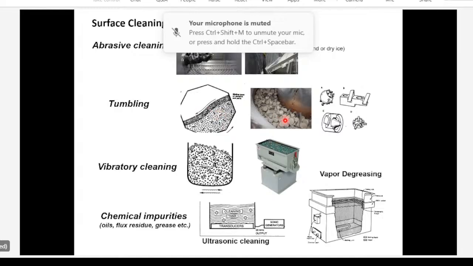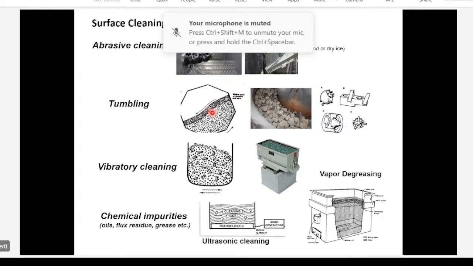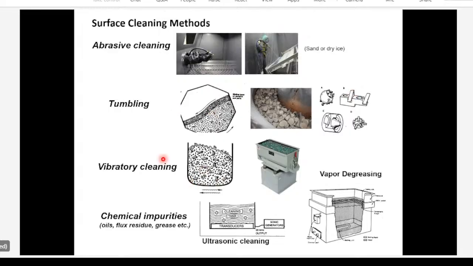And you can select abrasive media depending on the shape and size of the surfaces to be cleaned. So if you want to clean this kind of a wedge here, you want to have a different shape of the abrasive particles. But tumbling is another way to clean the surface.